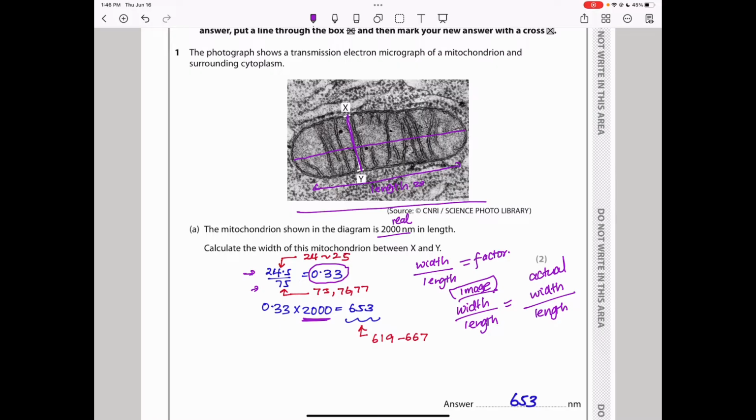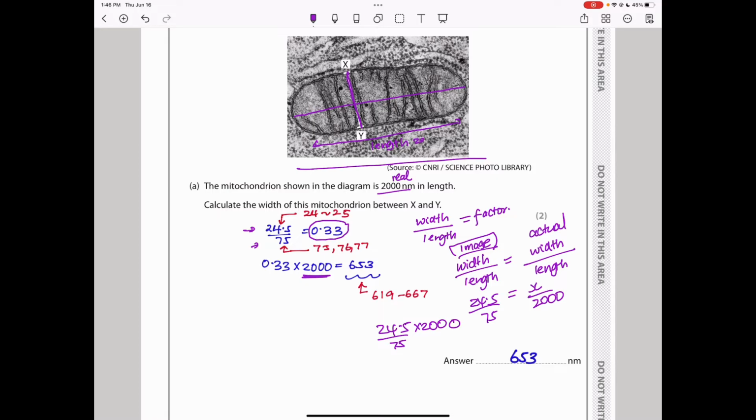So if I fit in my answers, 24.5 and 75 should equal something I'm looking for, divided by the 2000 that I have been given. Of course, this is in nanometers. And then you're going to get 24.5 over 75 times 2000, giving you the value X. 24.5 divided by 75 gives you 0.33, times 2000, and then you end up getting 653. This is going to be in nanometers, as you can see here.